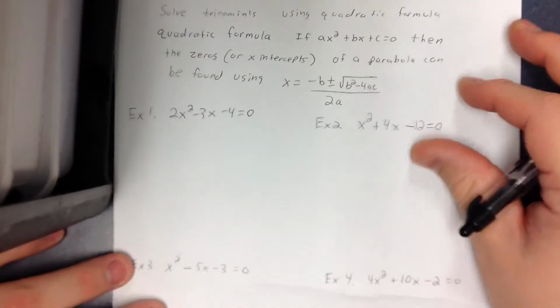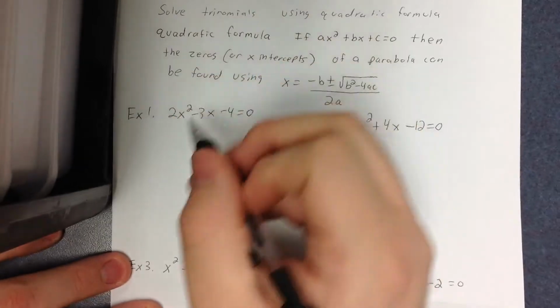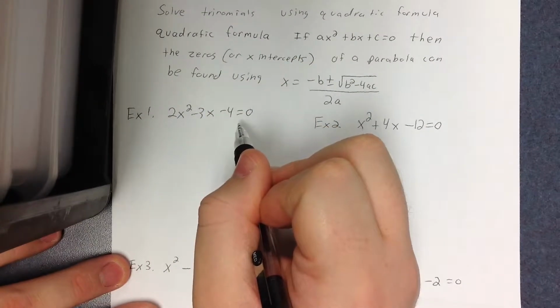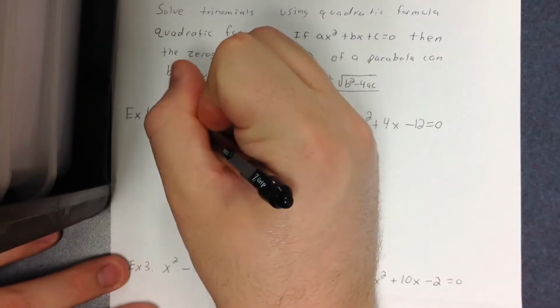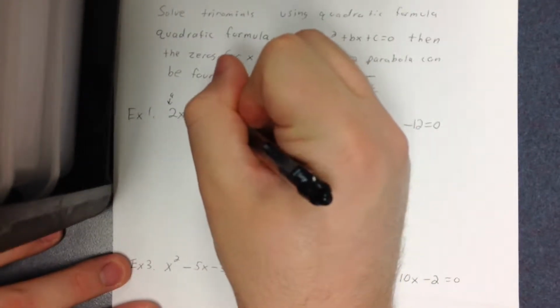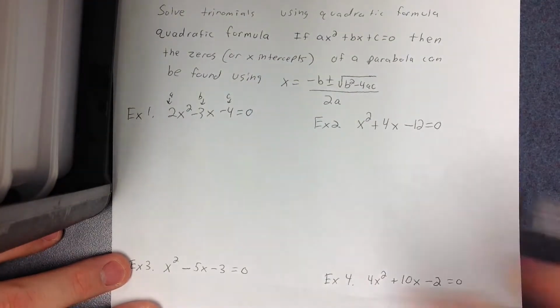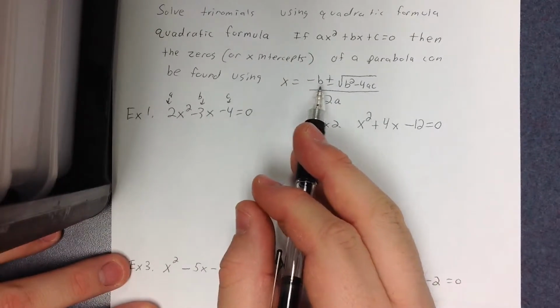Now let's look at how this formula applies, because it looks a lot more complicated than it is. So 2x squared minus 3x minus 4 equals 0. We still need to know what a, b, and c are. So a is still the number in front of x squared, which is 2, b is negative 3, and c is negative 4.